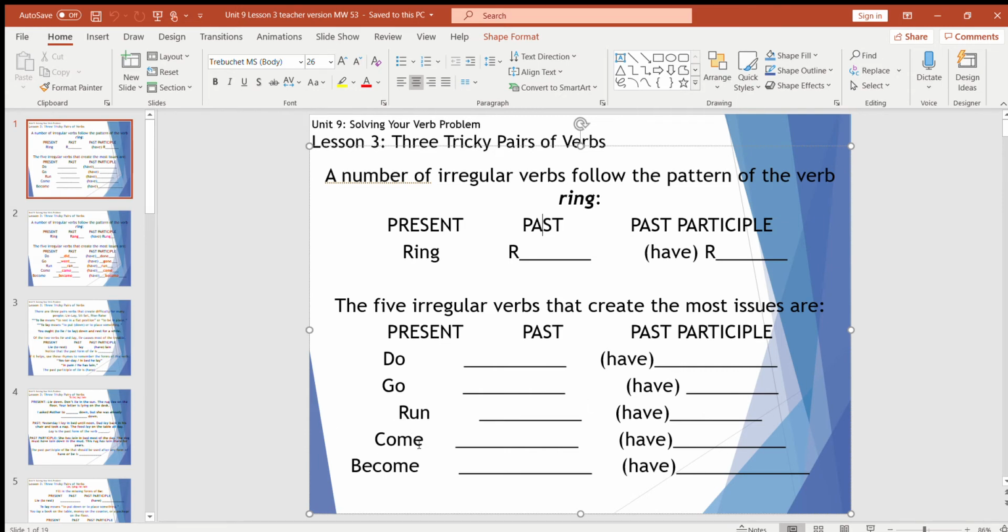In the present, you come to class. In the past, you came to class. Past participle, you have come to class. So again, present and past participle, they match. And become is also similar. In the present, you become awesome. In the past, you became awesome. And then in the past participle, you have become awesome.